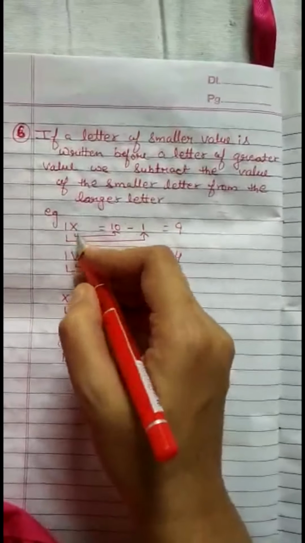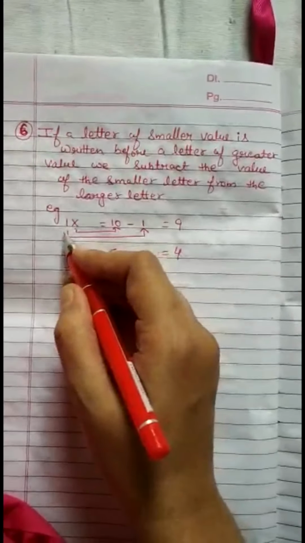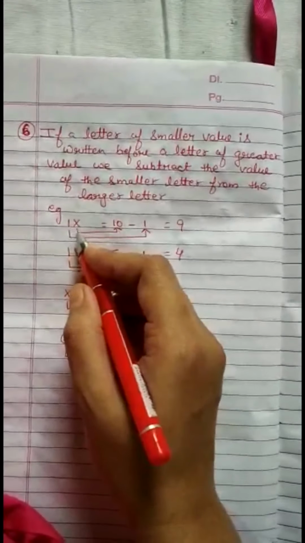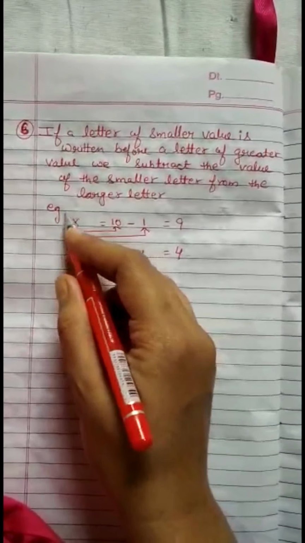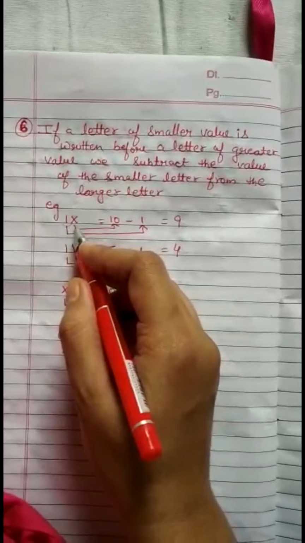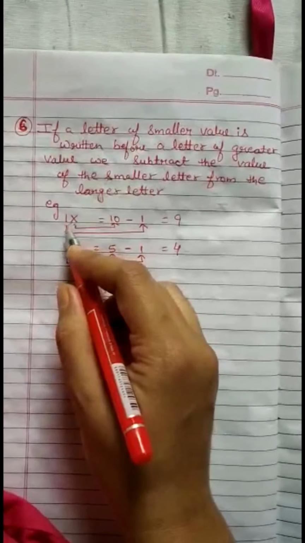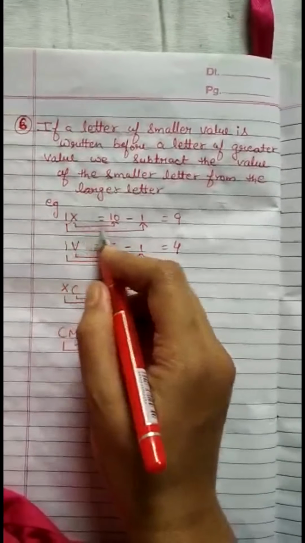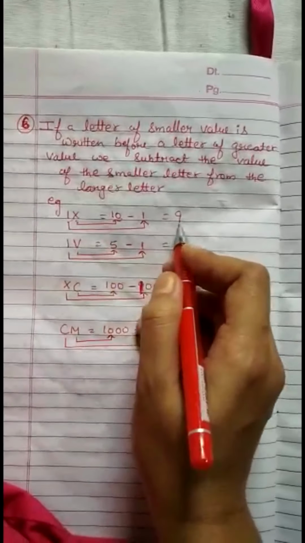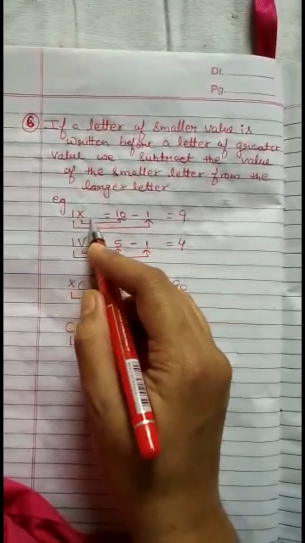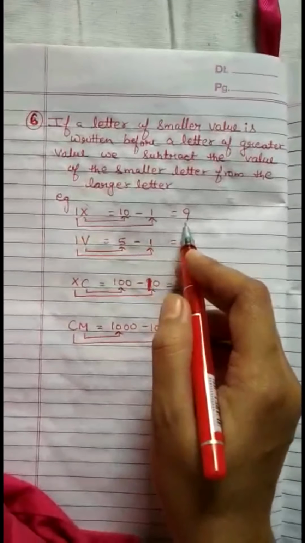IX. So X represents 10 and I represents 1. You can see this I is written on the left of this greater value X. So we'll subtract this value. We'll subtract 1 from 10. So 10 minus 1, that is 9. So this is the way we represent 9 in Roman numerals.